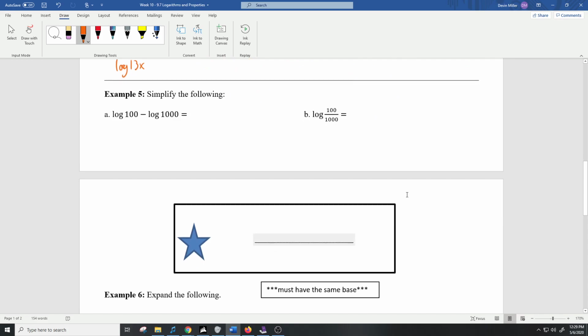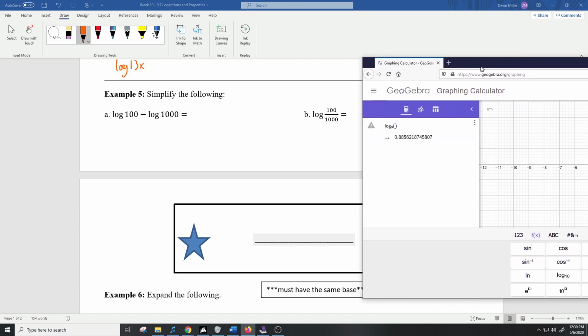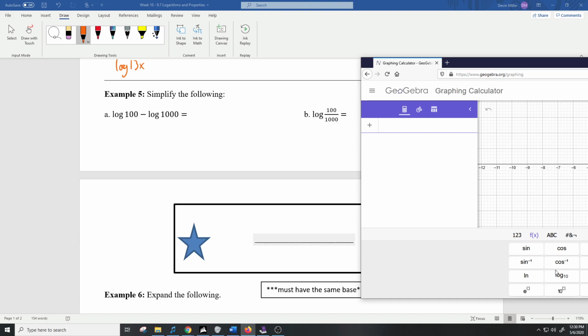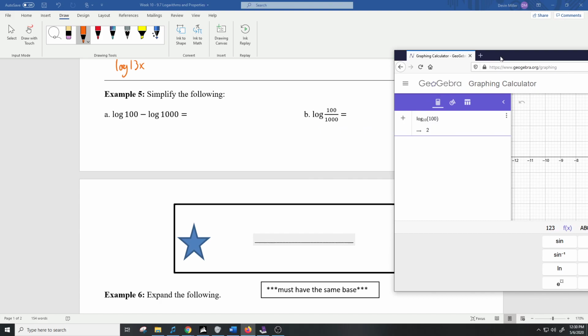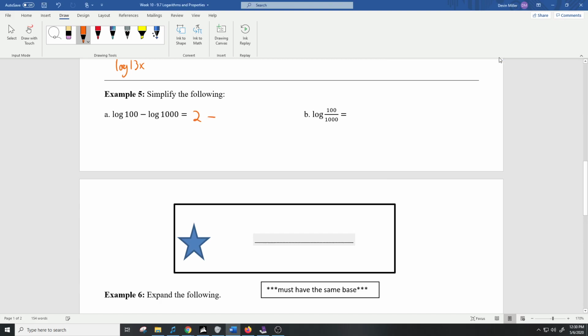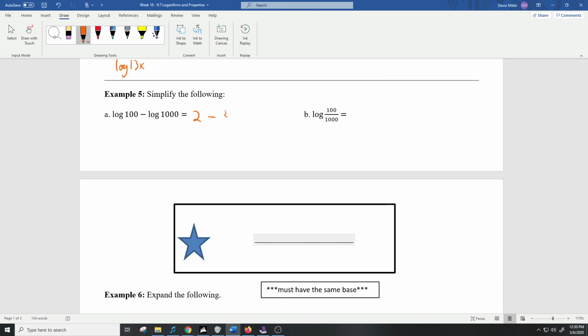Okay, next property. Simplify the following here. What's log of 100 minus log of 1,000? Log of 100 is... Now here they're not using base 10, but remember we have to actually put in base 10. So I'll just delete it and put the log base 10 here. 100 is 2. So we have 2 minus 1,000. Just put another 0 in there. 3 equals -1.